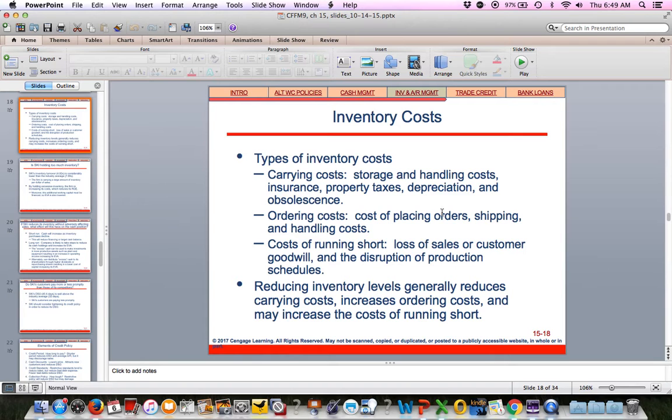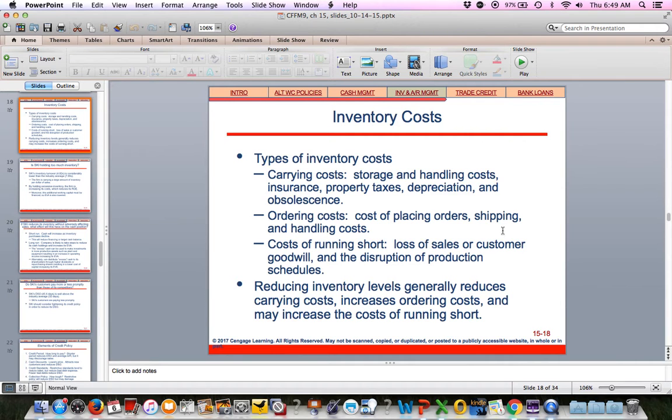Clearly, it could go old while sitting on the shelf or while sitting in a warehouse. It could become obsolete, spoil, whatever it is, depending on what type of inventory we're carrying. There's ordering costs. We need to have a purchasing department, somebody who is ordering inventory. We're paying for shipping. We're paying for handling. Every time we place an order, we have to pay for shipping, handling, purchasing, all those things.